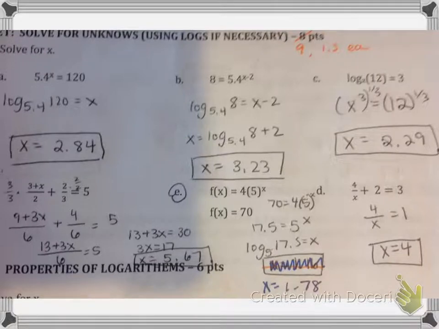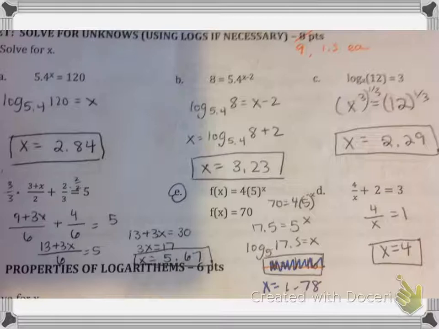I then multiplied both sides of my equation by 6, so I just had my numerator left. 13 plus 3x was now equal to 30. I subtracted 13 and got 3x equals 17, and then I divided by 3 to get x equals 5 2/3, or 5.67, or 17 over 3. Any of those answers would have been acceptable.